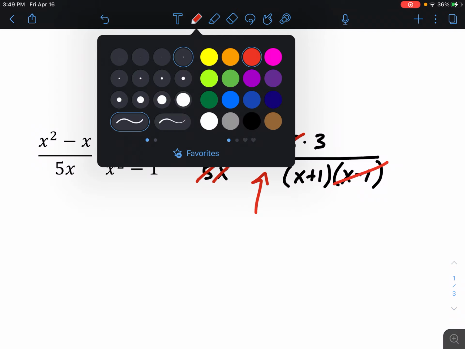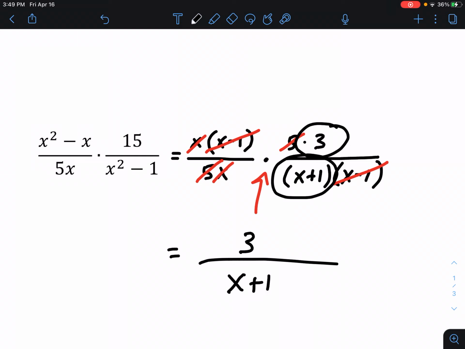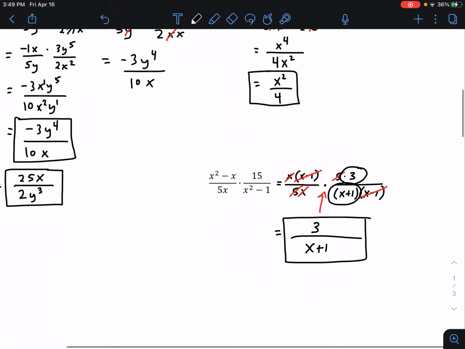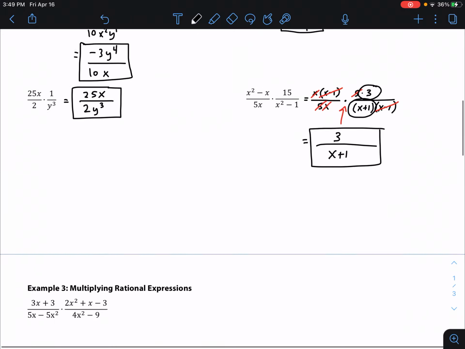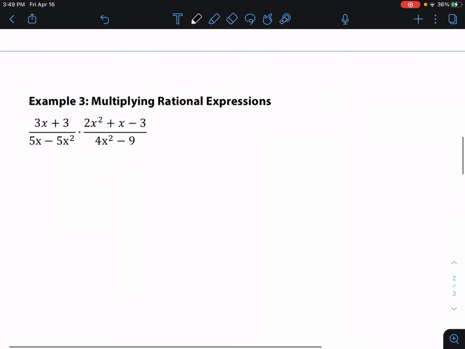Okay, so we end up with the numerator boiling down to just 3, and then the denominator is just x plus 1. That's it. I made an awfully big fraction bar there. All right. Is that it? Oh no, there's more. Holy smokes, this is going to be a long video. All right, there's 2. And they're huge.